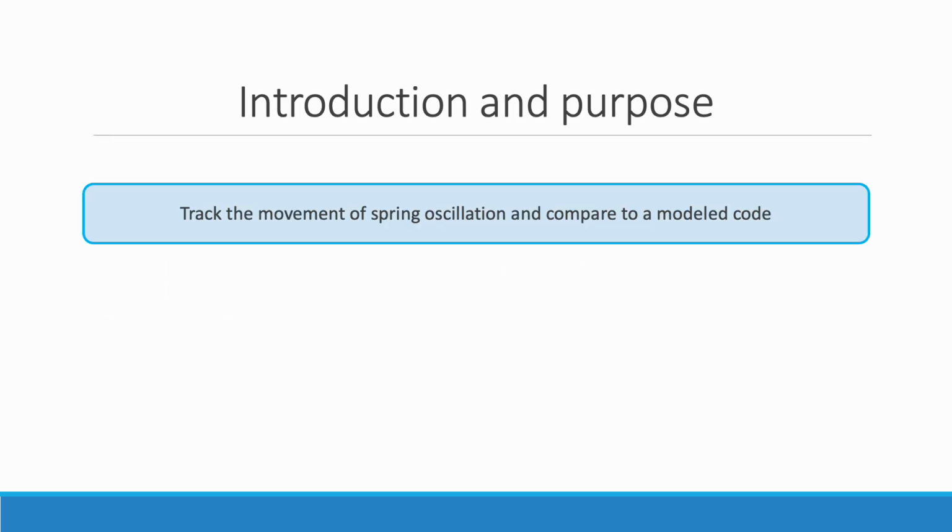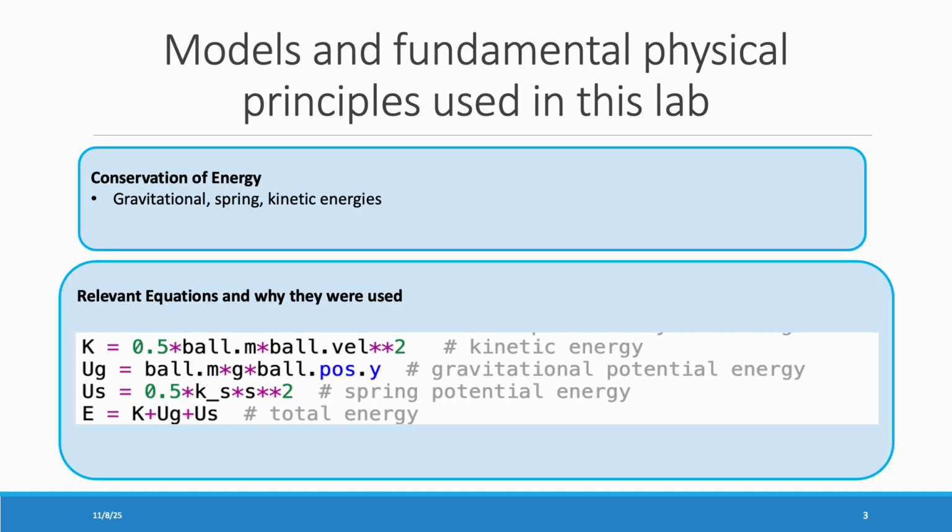Alright, so the purpose of this lab was to track the movement of a spring oscillating and then compare it to a computational model on GlowScript. The main physics principle used in this lab was conservation of energy. The main forms of energy in this one were gravitational, spring, and kinetic, and they were all in the system, and I'll explain that a bit later.